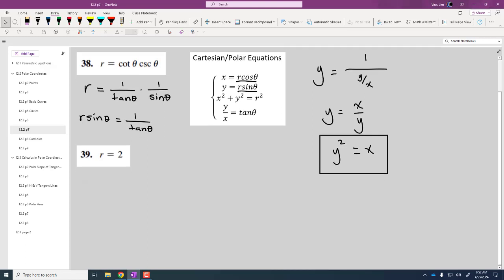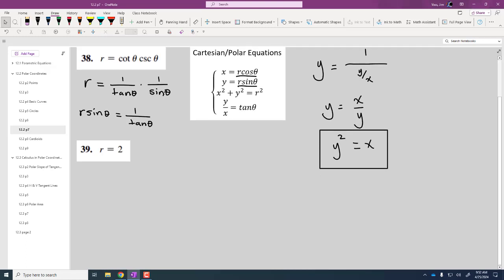Now how about this one? This one we already know what the graph is. It's a circle of radius 2 centered at the origin. But how do we convert this one over to Cartesian? What do you think we're going to do?